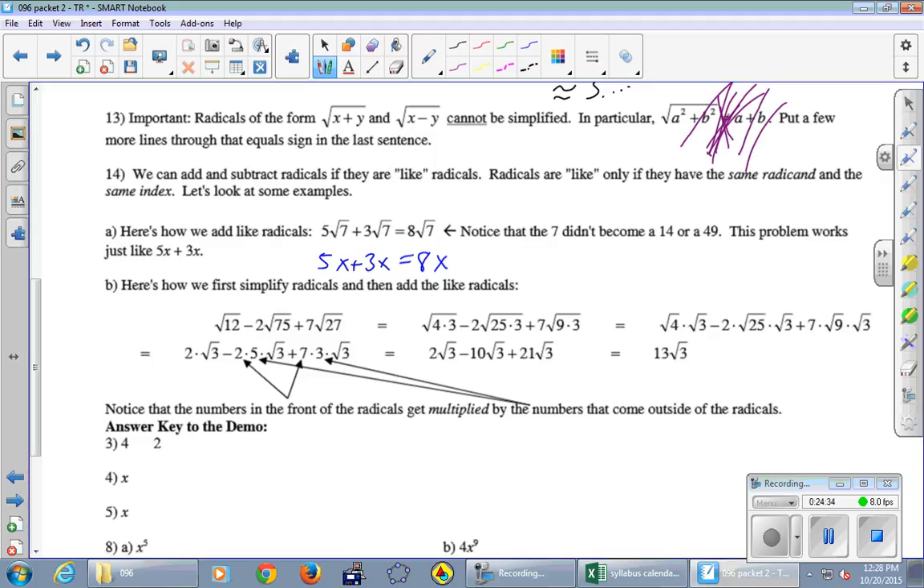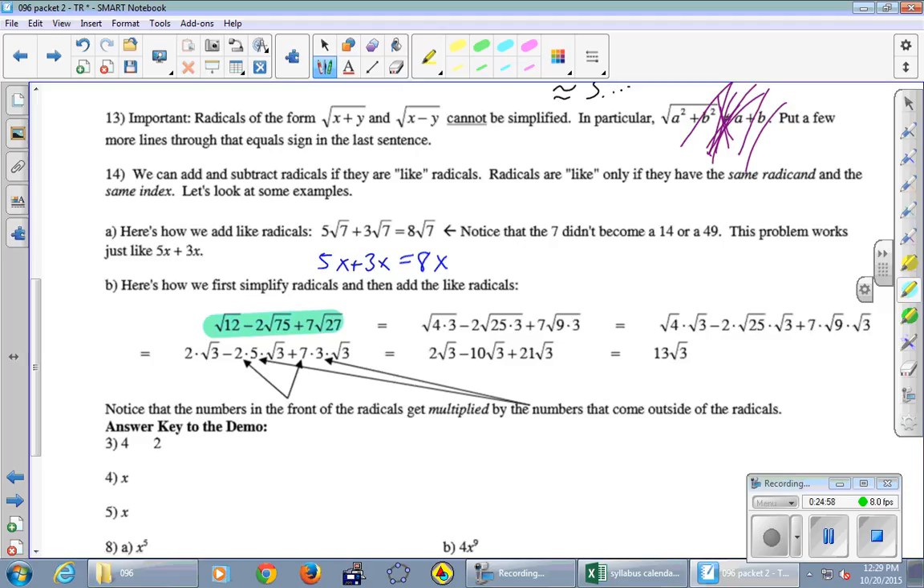So, a tougher problem is the one that's written out here. We'll just run through it real quick. All right, so I'll highlight the original. It's this: square root of 12 minus 2 square root of 75 plus 7 square root of 27. How many radicals do we see? I see 3. Do you see 3? Three radicals. Are any of those three radicals like radicals?